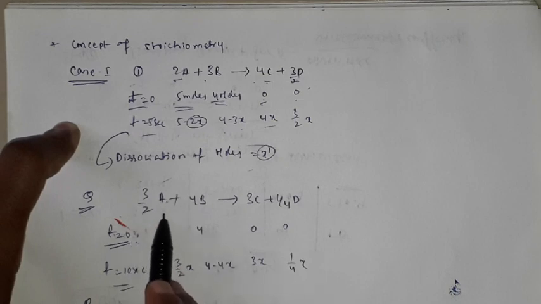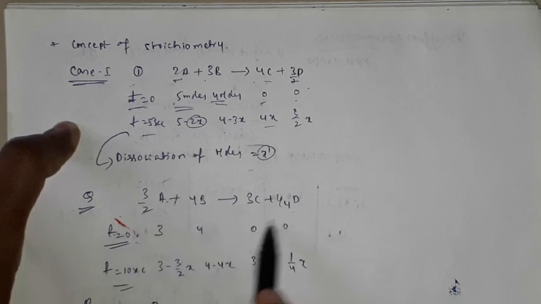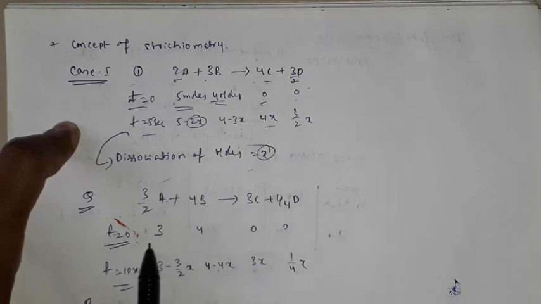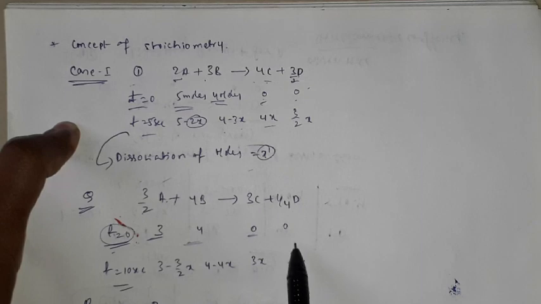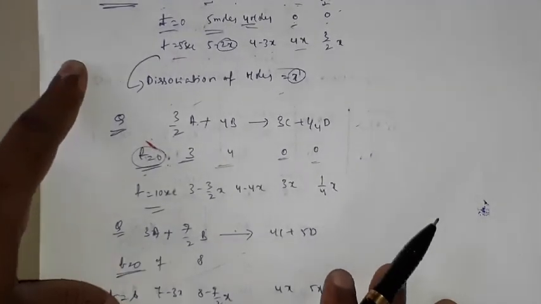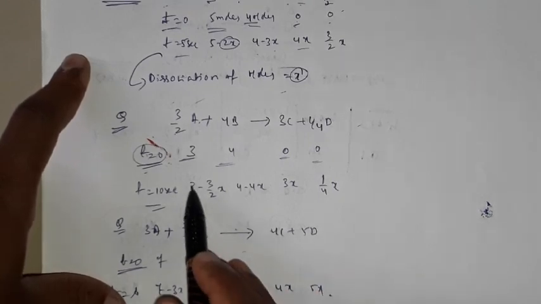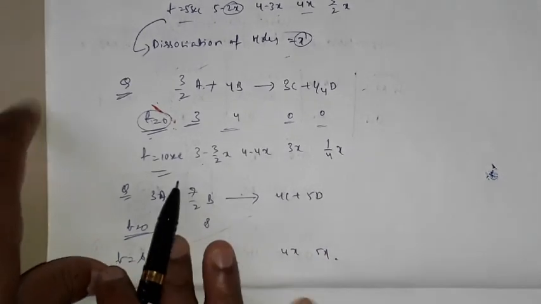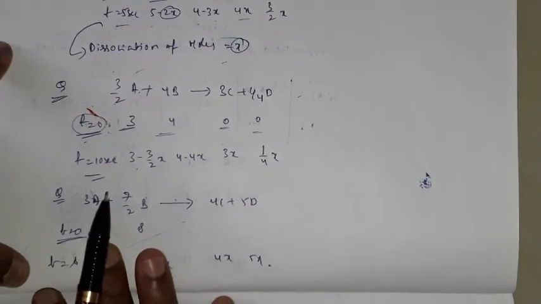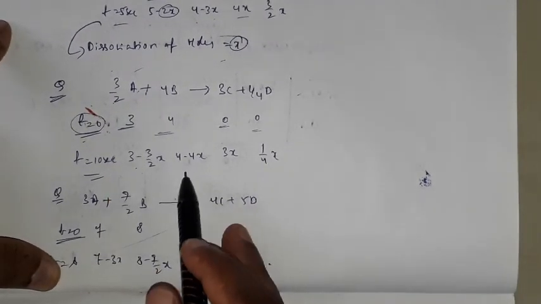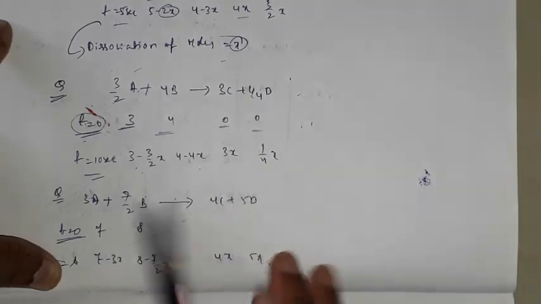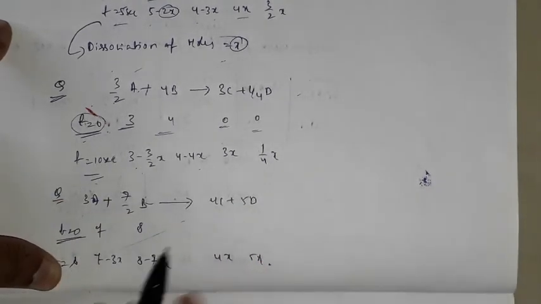3 by 2A plus 4B gives rise to 3C plus 1 by 4D. Initially, at time t equal to 0, moles of A is 3 moles, moles of B is 4 moles, and C is 0 moles and D is 0 moles. After time 10 seconds, what are the left A moles? It means 3 minus 3 by 2x, and 4 minus 4x, and 3x and 1 by 4x.